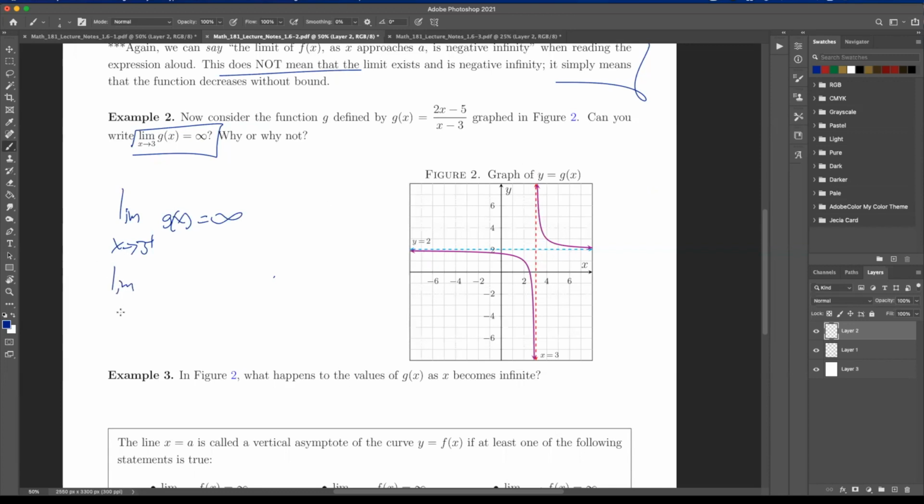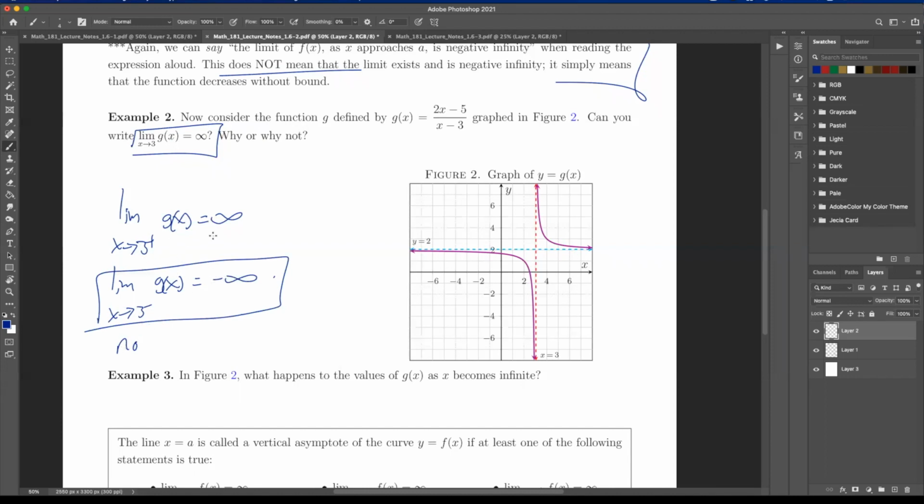But if I take the limit as x approaches 3 from the left-hand side of g of x, I get minus infinity, because here it gets smaller and smaller and smaller. And so can we say that this limit equals infinity? In this case, it's no, right? And the fact is, we could write this, and that's perfectly fine. The limit as I approach from the left-hand side is negative infinity. Yeah, I can say that, right? Even though technically it doesn't exist.